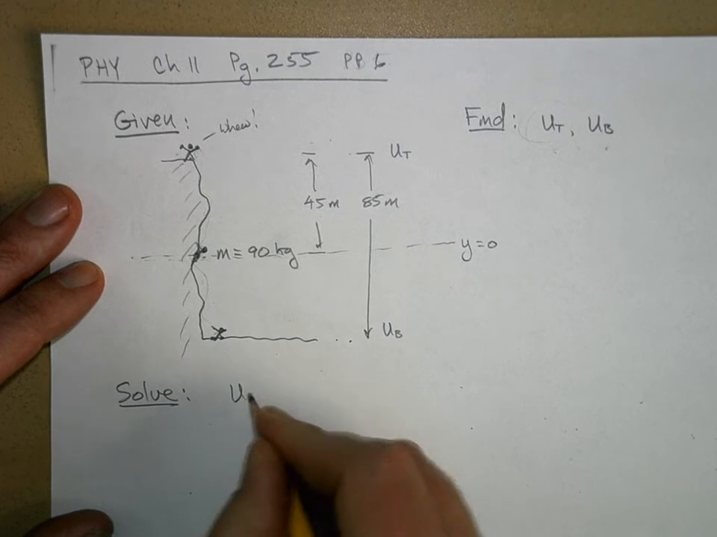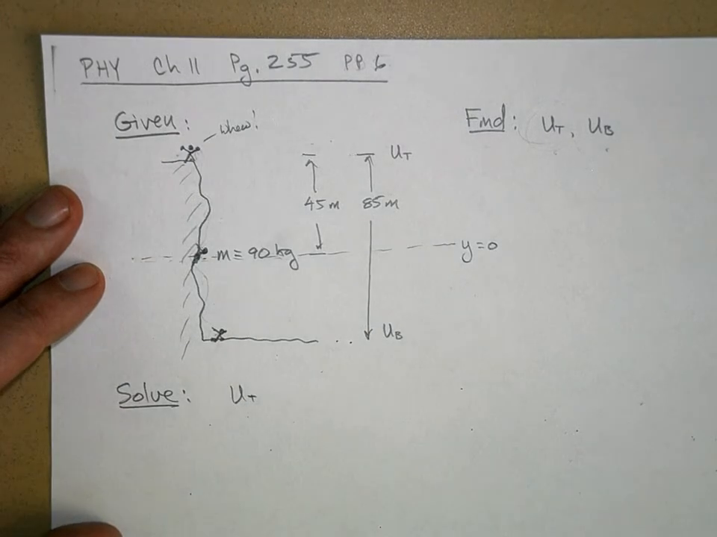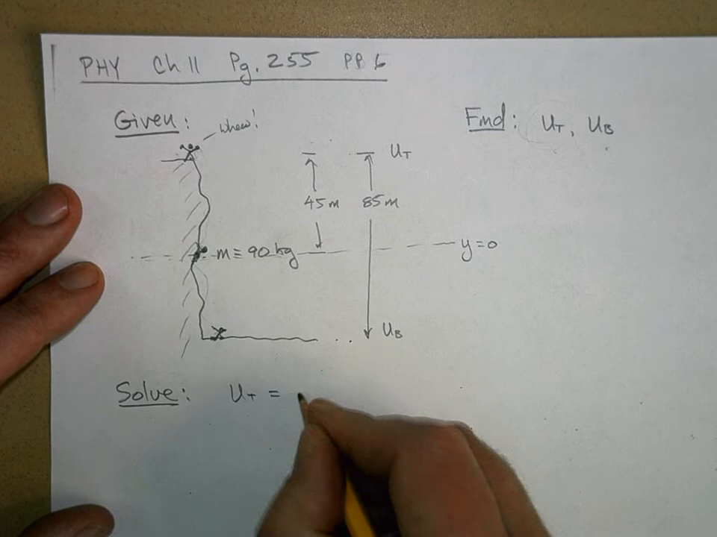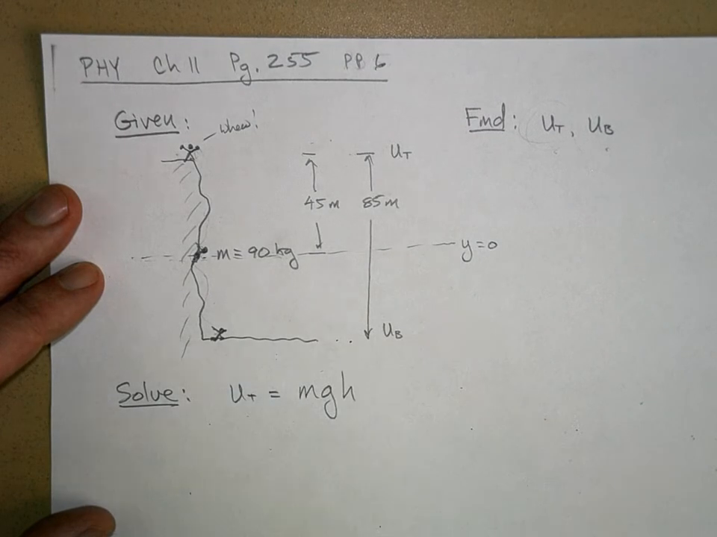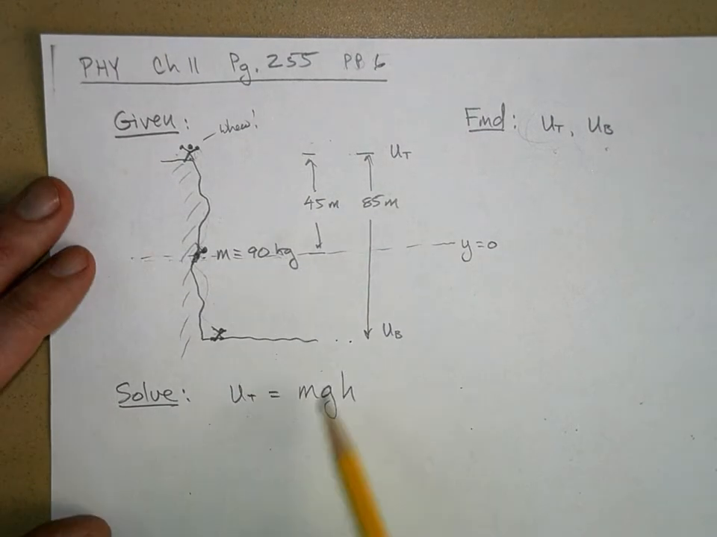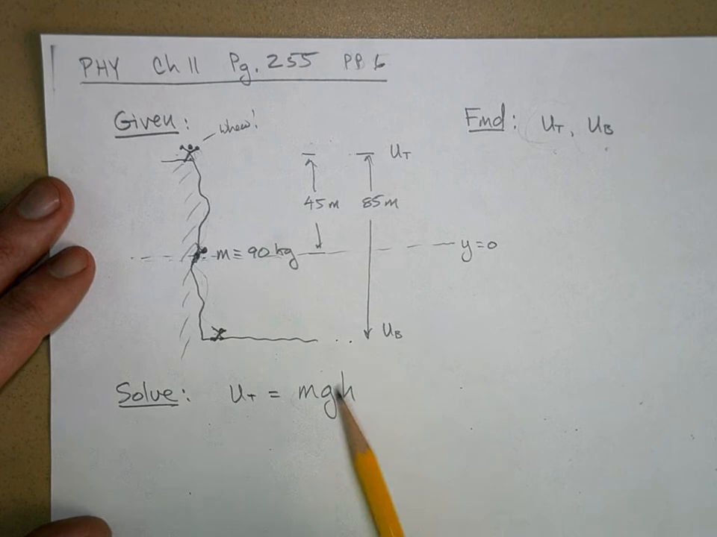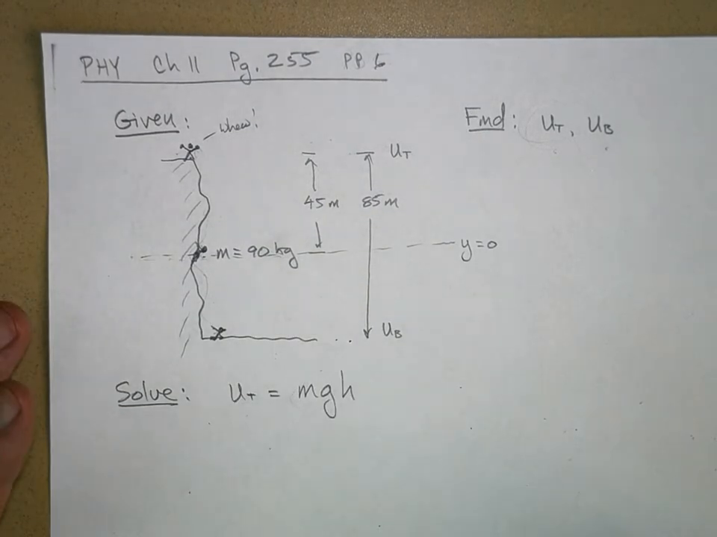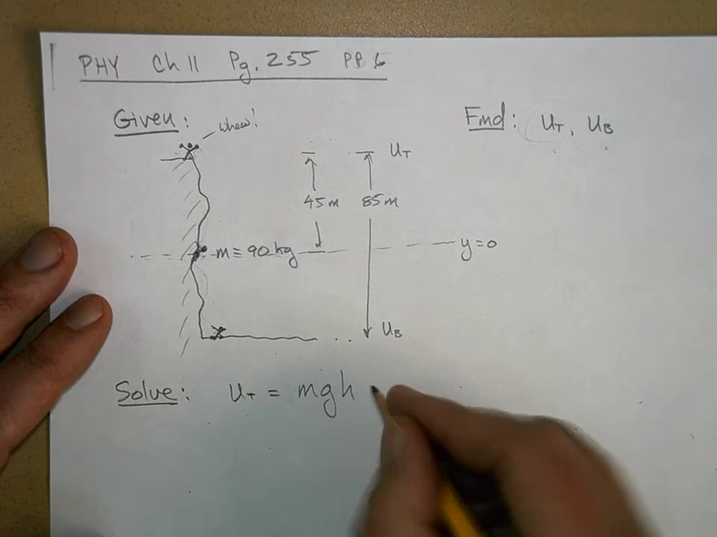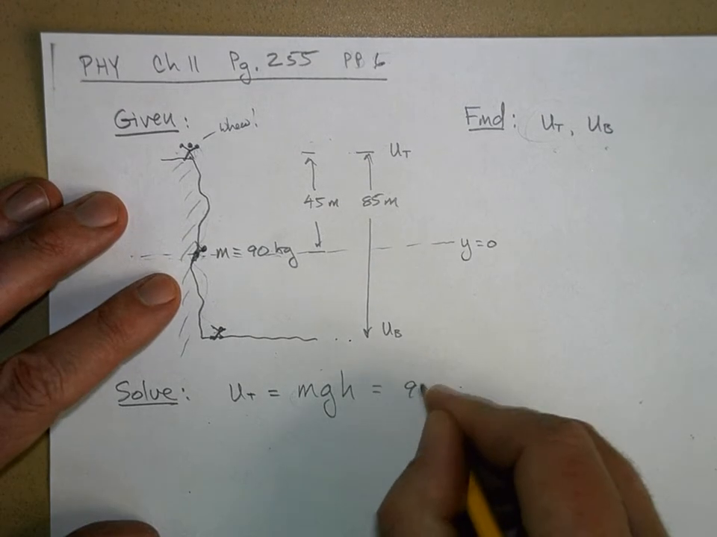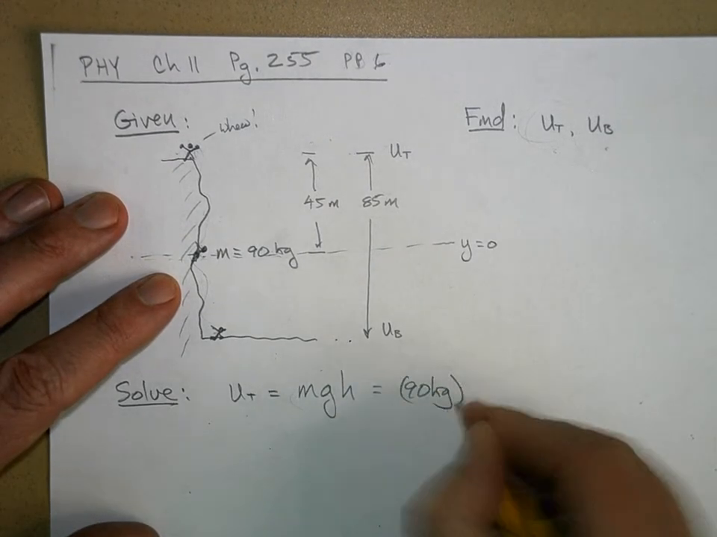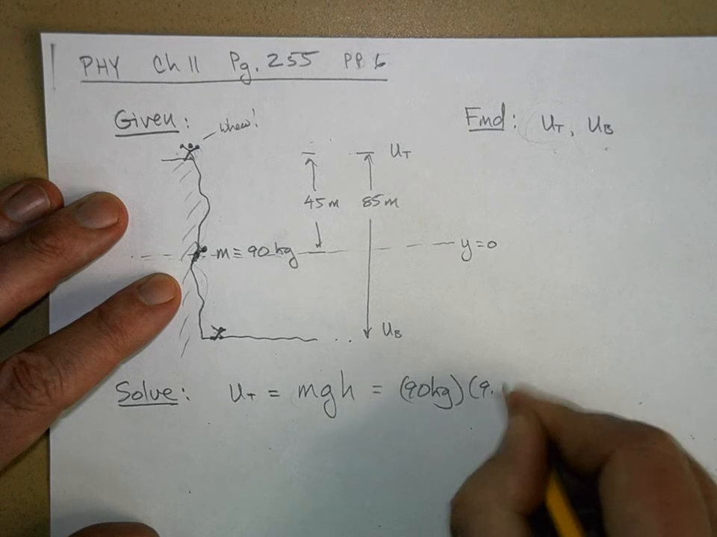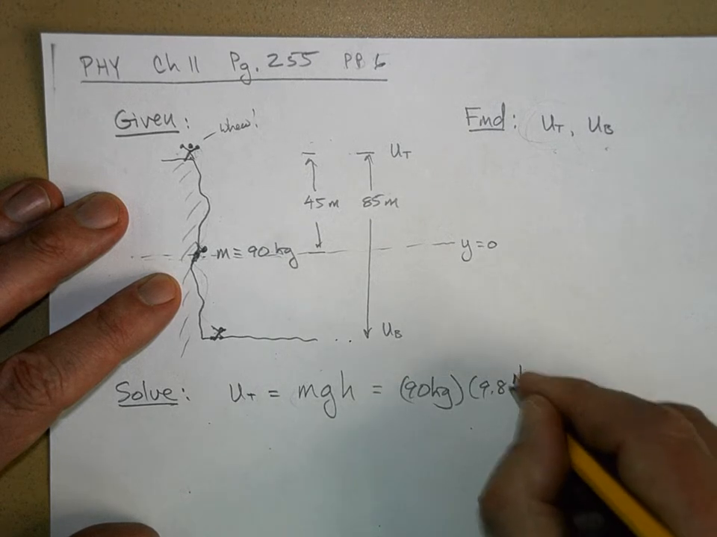So the potential energy at the top is equal to mgh. Now, mg, that's the force of gravity. And then the height, that's our height above the reference. And so, well, we have 90 kilograms, and then g is 9.8 newtons per kilogram.